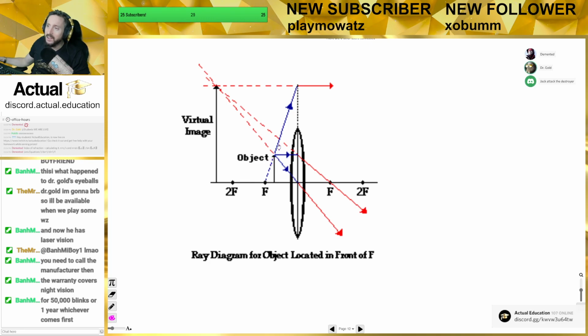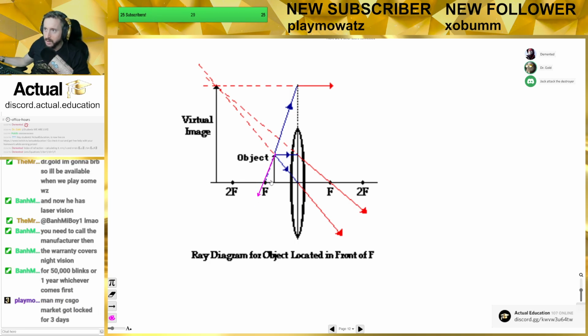All right, Demented. The next thing here is the object here. I want to go through the focal point, right? But do you see how the focal point is behind me? So what that means is I have to draw an imaginary line here, which is then going to create another line this way, right?